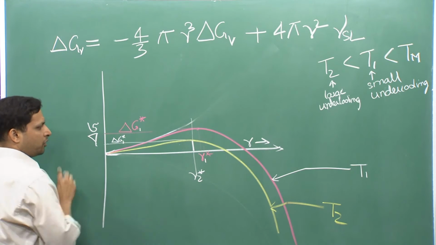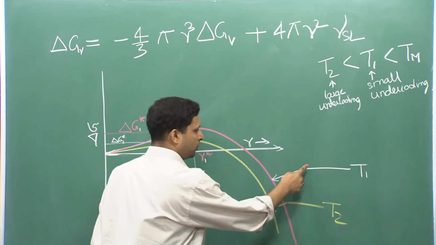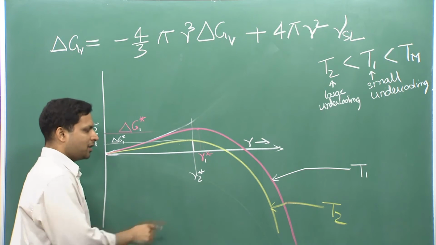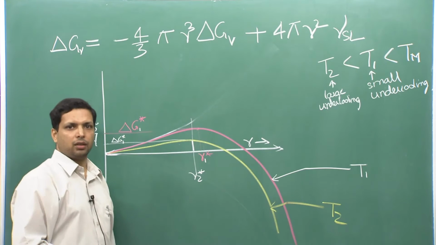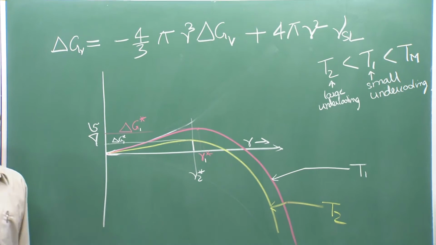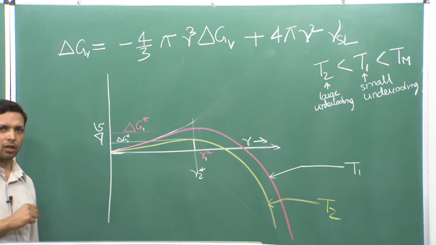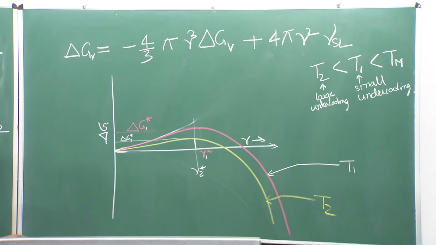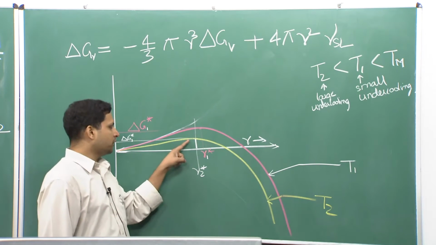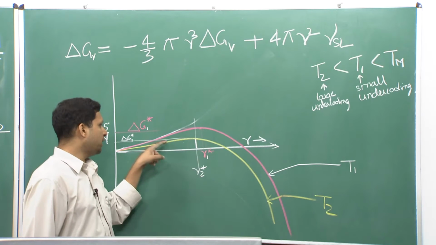What I am trying to show here is that when you decrease the temperature or increase the undercooling, R star has decreased from R1 star to R2 star by some magnitude, and by an even larger magnitude delta G star has dropped, sorry, not increased. Although I did not explicitly mention it, from your earlier courses you would understand the significance of R star and delta G star.